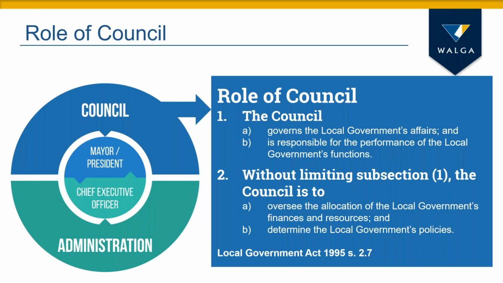The Act states that the role of the council is to govern the local government's affairs. It is responsible for the performance of the local government's functions. Furthermore, it is to oversee the allocation of the local government's finances and resources, as well as determining its policies. The council also has a responsibility to ensure there is an appropriate structure for administering the local government. Importantly, it is the council who is the employer of the local government chief executive officer. However, the council has no further role to play with regard to any other employees of the local government.